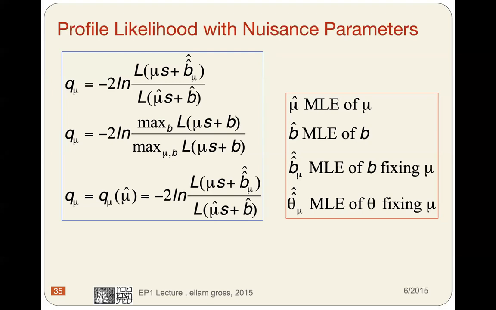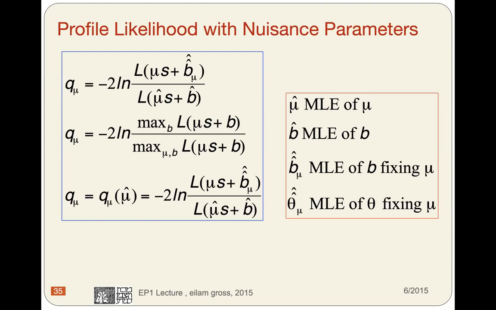So if I test mu equal 1, it's L of S plus B. If I test mu equal 0, it's L of B. So I keep mu fixed, but I scan and find the maximum with respect to B. Since in the denominator I also let mu change, the likelihood in the denominator will always be bigger or equal to the likelihood in the numerator. I hope you understand it. So this is always a fraction. The log of a fraction is always negative. So when I take minus 2 log of the fraction, I always get a positive number. So Q is always a positive number.